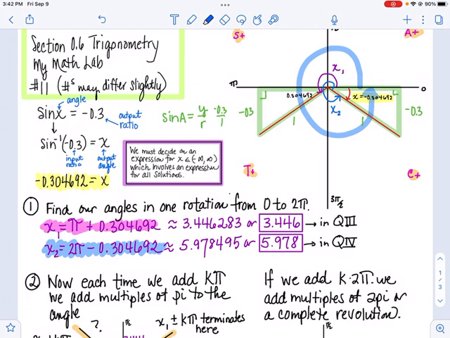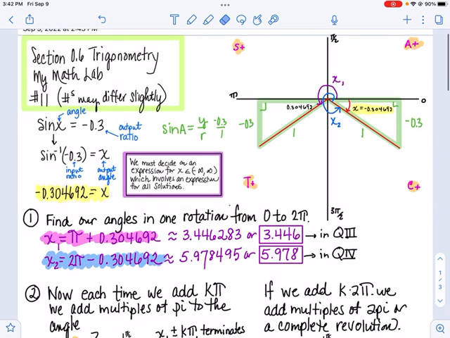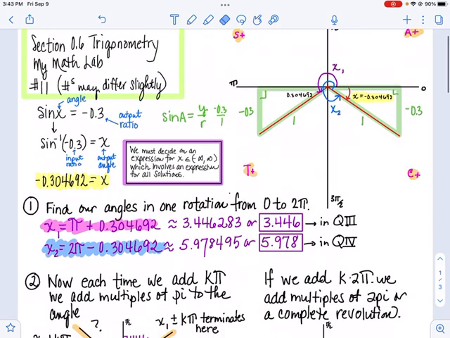Now let's scroll down. So we have our two angles, and you might say, I don't even know what those are. But yeah, you do. Think about it. 5.978 is a little less than 6.28, which is 2 pi, a little less than 2 pi radians, right? And where you terminate in quadrant 3, you know that half a revolution would be pi, so 3.446 is a little more than pi. So it makes sense. And again, we're only going from 0 to 2 pi.